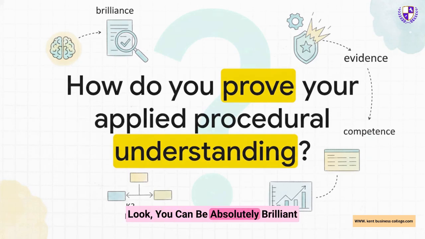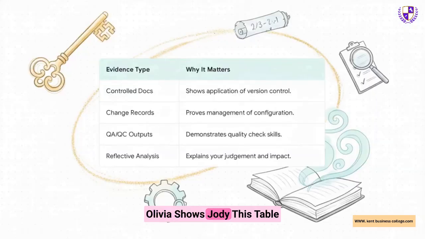Look, you can be absolutely brilliant at your job, but if you can't show the evidence for it in a way that makes sense, it just doesn't count. So the big question is, how do you create evidence that really proves you're operating at that top level? Olivia shows Jody this table, and honestly, this is gold.